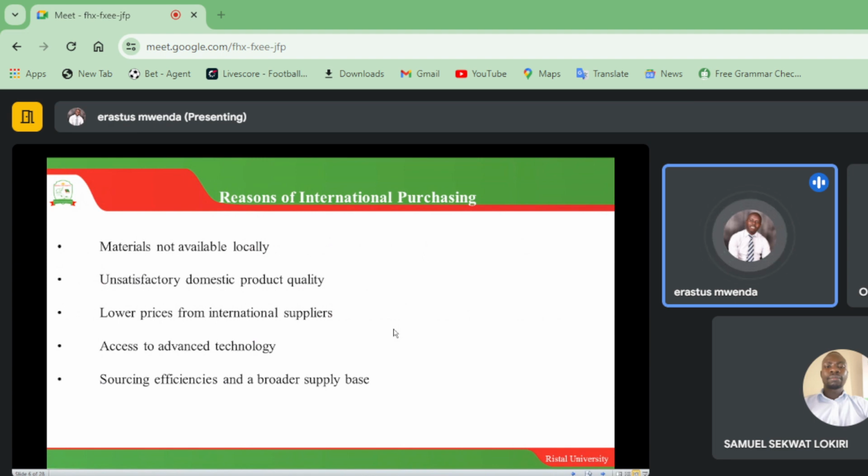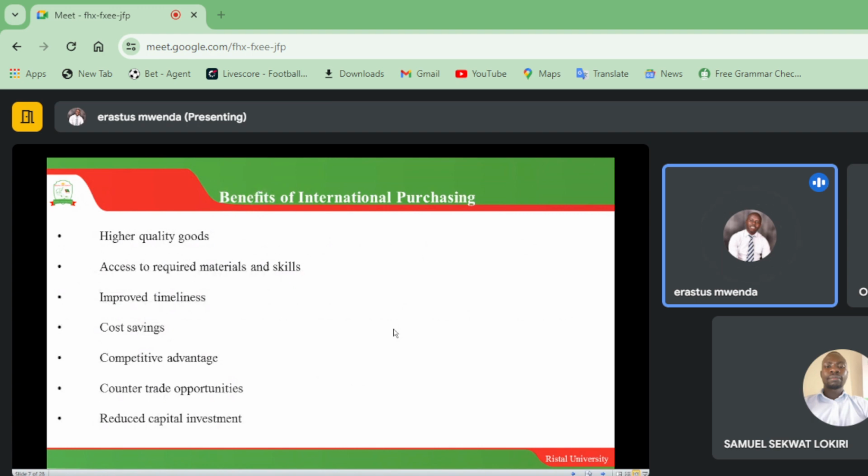And finally, the last reason on why we do international purchasing is to have sourcing efficiencies and a broader supply base. So you have a wider pool of the product that you are looking for. That's what we are calling a broader supply base. So you have many suppliers that you can find out from what they are selling, and you can do comparisons of which item you are going to pick.